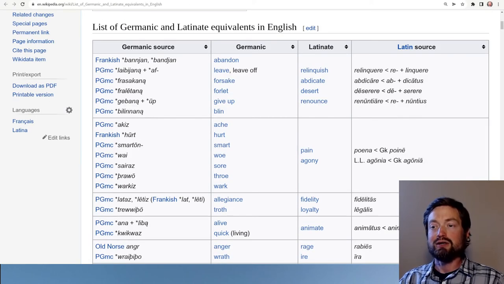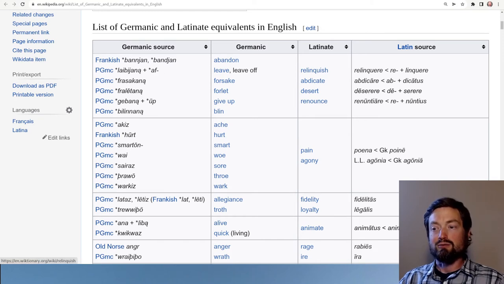So here we see this table shows how there are many words that have both a Germanic or Latinate origin. So in this case, Germanic would be mostly Old English. The Latinate could be either French or Latin in many cases.